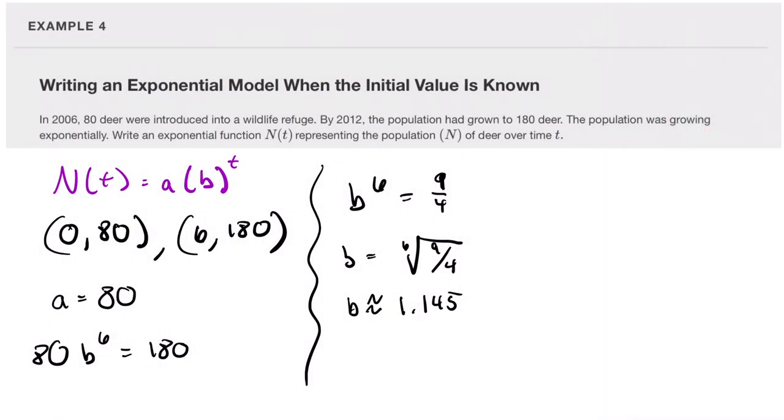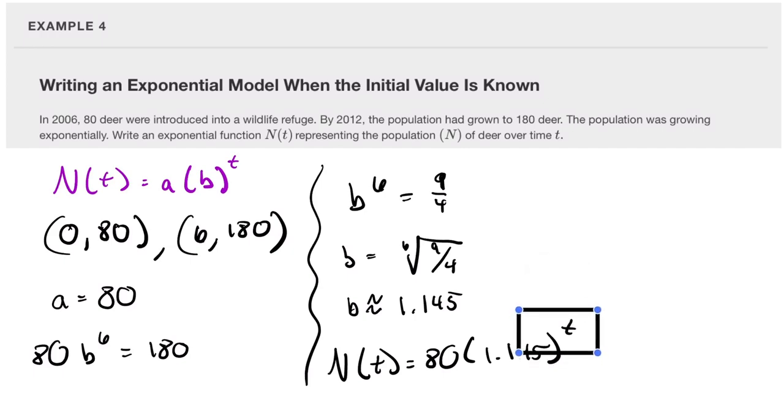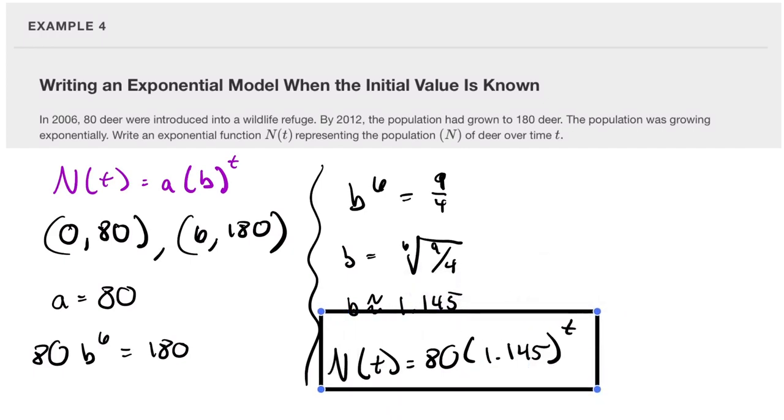Okay. So then the number of deer in our population based on time looks like it's going to take on the form 80 times 1.145 to the power of t. Okay, and we can just confirm that our numbers work in this.